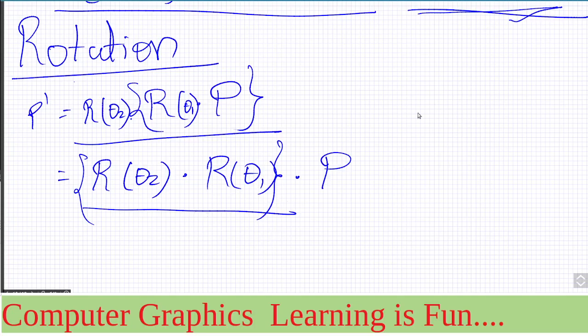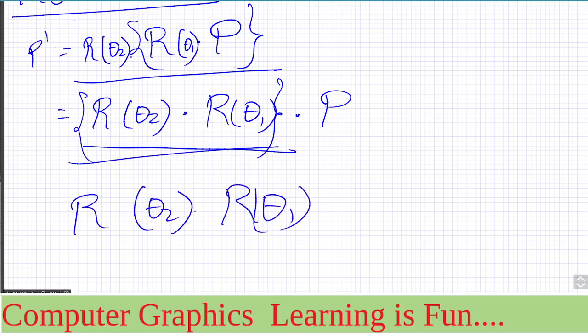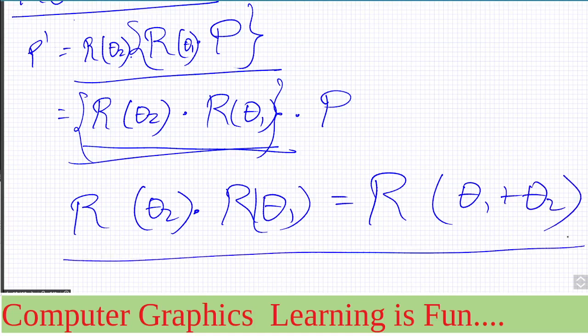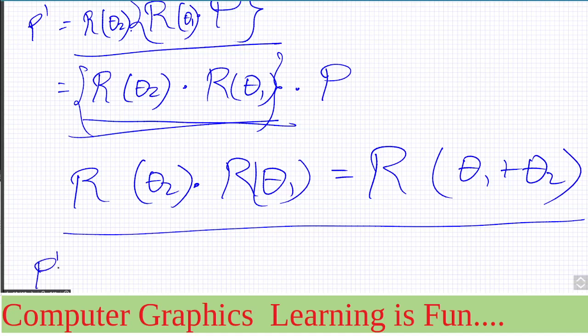Yes, sir. Okay. Now, I am saying something, we will have to verify whether it is correct or not. I am saying that R of theta 2 into R of theta 1 I can write as the rotation of theta 1 plus theta 2. What do you understand by this? Is it correct? If it is correct, then P dash, earlier written like this, can now be written as the rotation of the sum of two angles, theta 1 plus theta 2, into P.